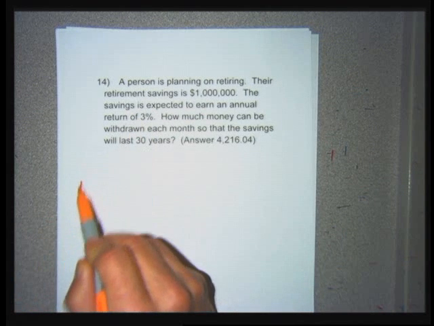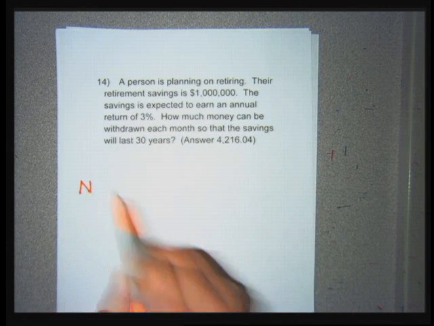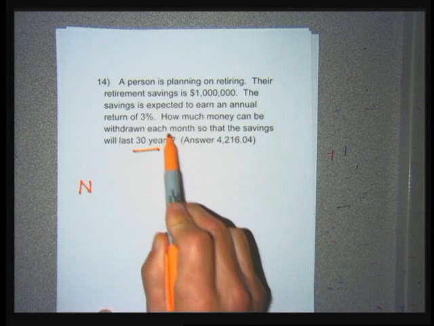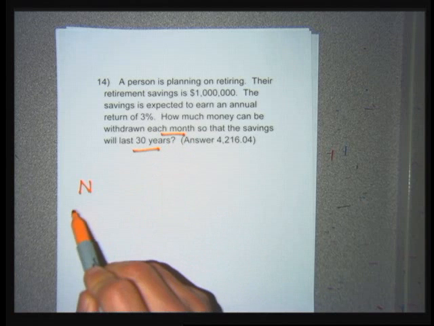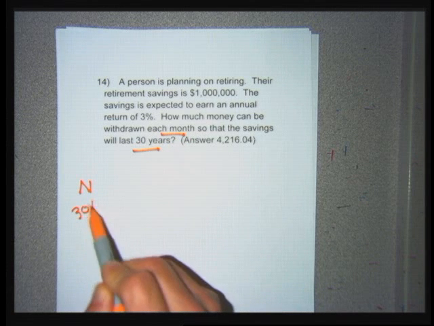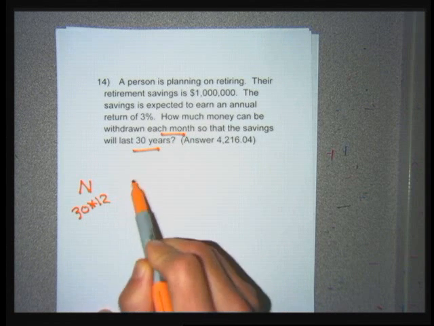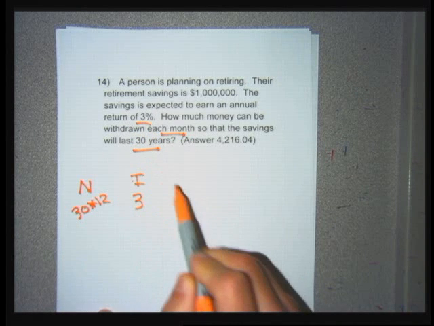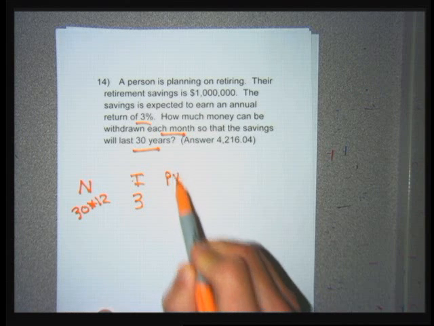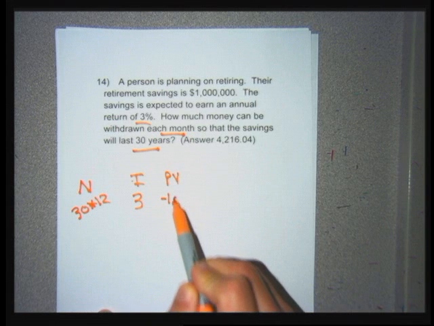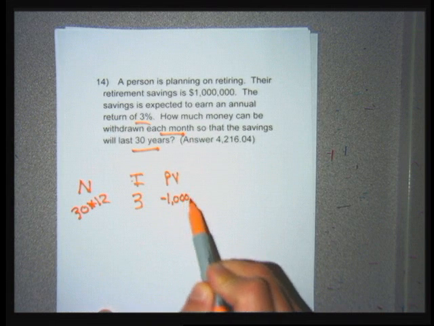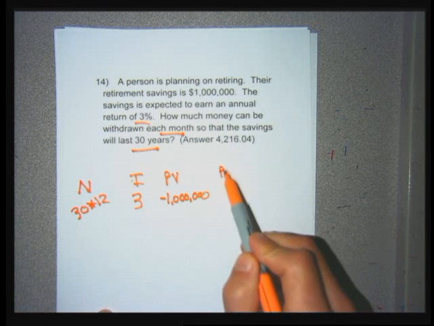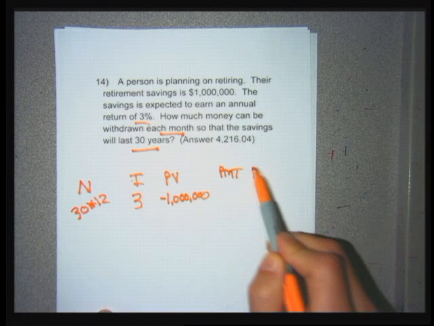So to figure out how much I can pay myself, the N is the number of payments I'm going to make myself. I want my money to last 30 years. I'm making monthly payments to myself. And for the N, I'm going to type 30 times 12. The I is going to be the interest rate in this problem, which is 3%. The PV, because there's only one dollar amount, it really doesn't matter whether I make it a positive or a negative. Negative probably seems more appropriate to me, but it doesn't matter.